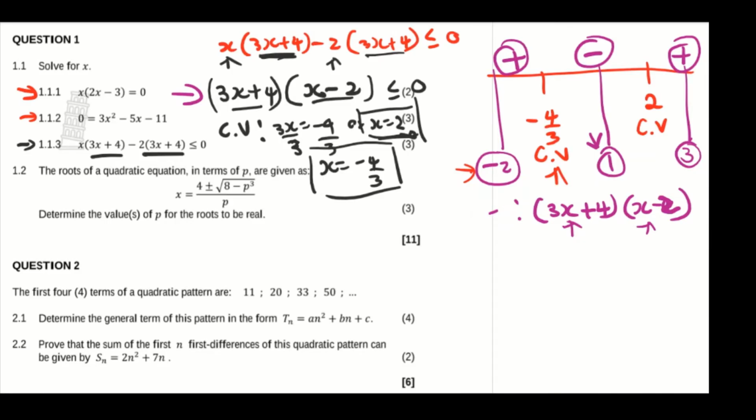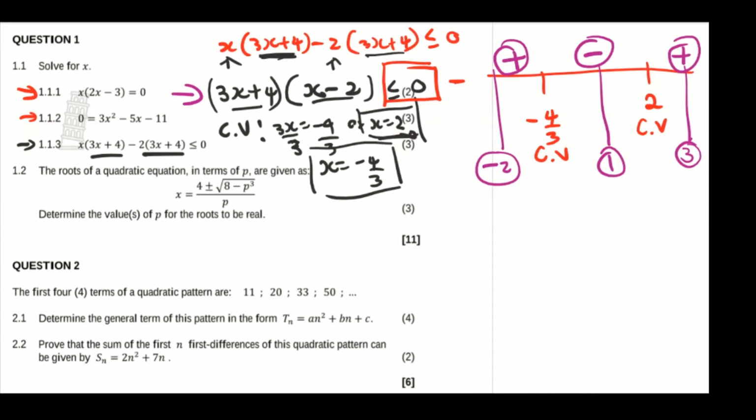So once you've identified the signs in your number line, what you're going to do is this. Because you want solutions of x, right? You want solutions of x such that they give you less than or equal to 0 solutions of y. Why am I saying that? Look at this inequality sign. It's less than or equal to 0. So anything that is less than or equal to 0 is negative. So we are interested in solutions of x that give us negative solutions of y. Where does that happen? It happens here, right? Where our solutions of y are negative.